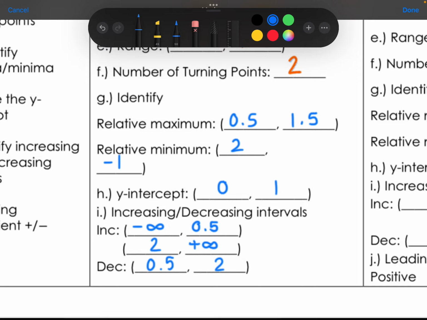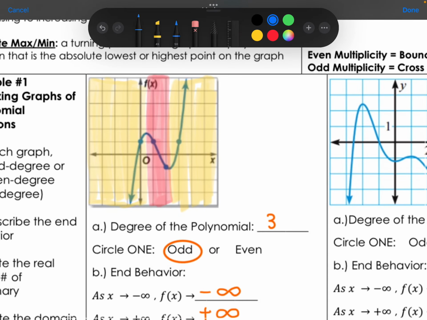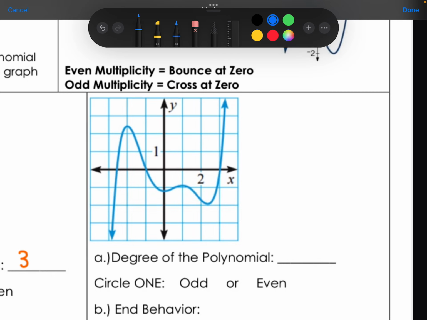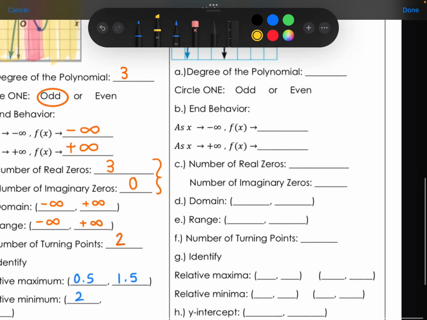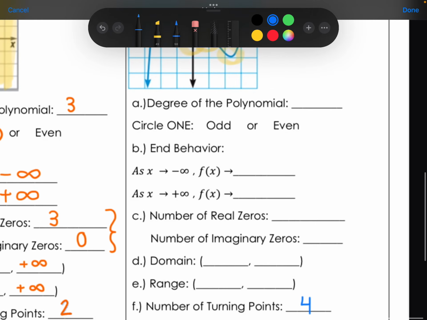So you're going to see that one always picks up where the other one leaves off. See where the red is decreasing, where the yellow is increasing. Okay, so this one here, we have a turning point here, here, here, and here. That's 4 turning points. And the degree of the polynomial is always 1 more than the number of turning points, so it's 5. Of course, 5 is an odd number.